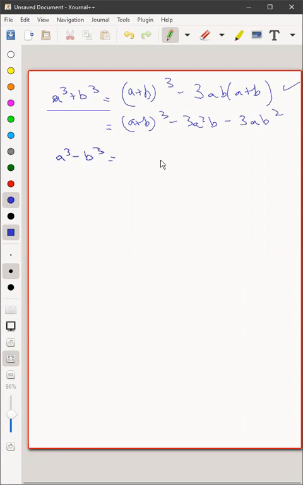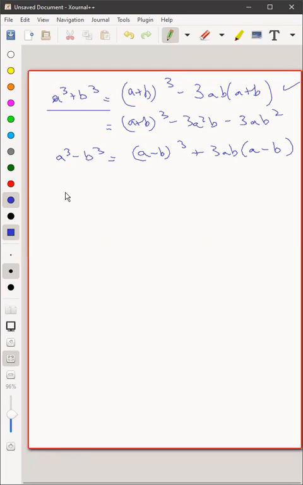A cube minus B cube. Vishwa. Yes, sir. So it will be A minus B the whole thing cube plus 3AB brackets A plus B. No, not A plus B. A minus B. If you have a minus here, then there will be a minus here also. Okay, sir. Vishwa, repeat this. A cube minus B cube is equals to A minus B the whole thing cube plus 3AB brackets A minus B.